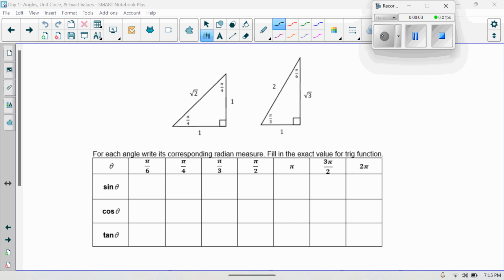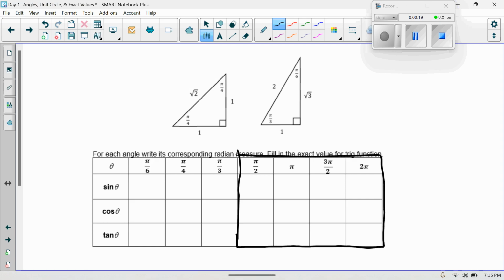So these are the special right triangles where all of our exact values get derived from. Here's the chart that you need to memorize. So this chart can kind of be divided into two portions. This portion on the right comes from the unit circle.